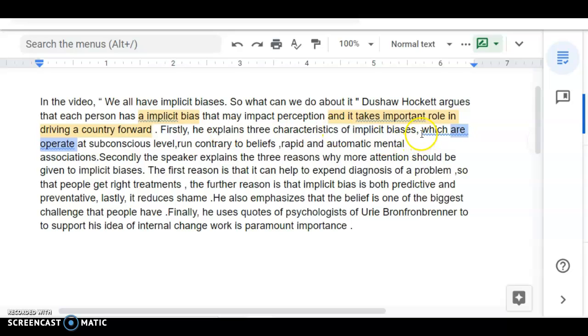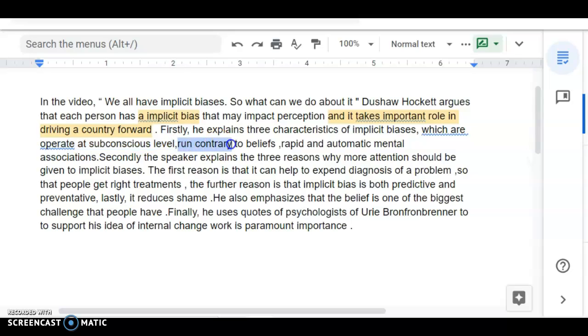So I would suggest, instead of discussing all three characteristics in one sentence, to just split it up into three. So include one sentence for each bias, and that will be a lot more manageable. Because look, you're forced to explain them very briefly. They operate at the subconscious level. Okay, that's clear enough. That's fine.